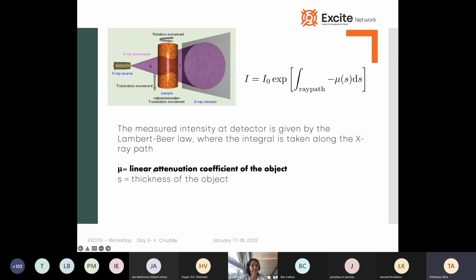And mu is the linear attenuation coefficient of the object. And so this is linked to the chemical and structural composition of your material. And what you see there is mu is depending on the average atomic number of your material, the density, and also the energy at which you are scanning. So it's always the combination of those three aspects.